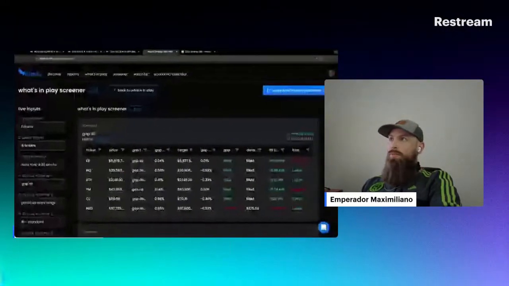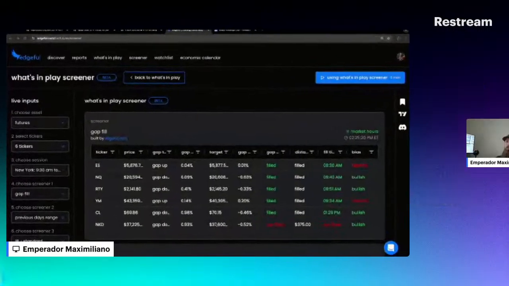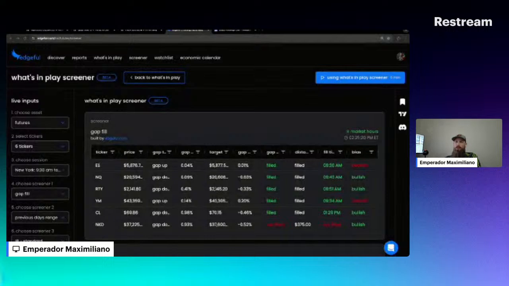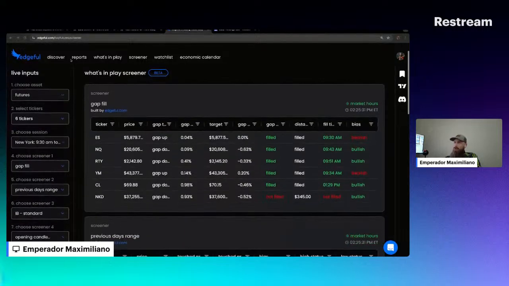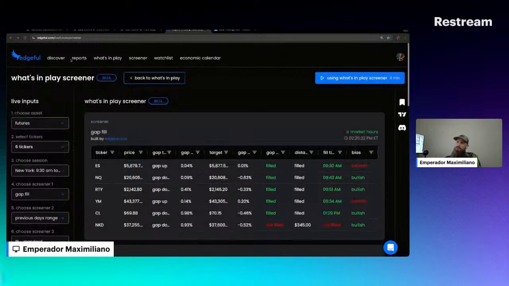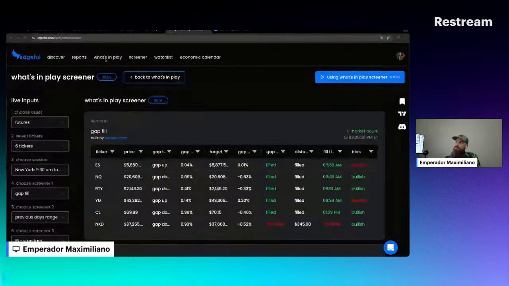Let me get my screen share going here. Let's make that a little bit bigger. Hopefully everyone can see that just fine. All right, so I am on edgeful.com here. You see the What's in Play that I've shown you guys several times. This right here is Screener. So you click on Screener and it's going to pull up this screen right here.